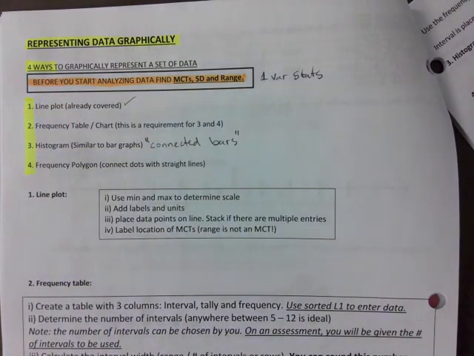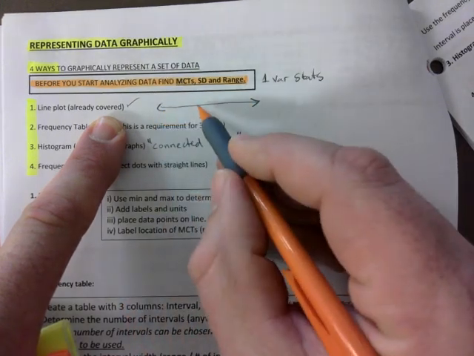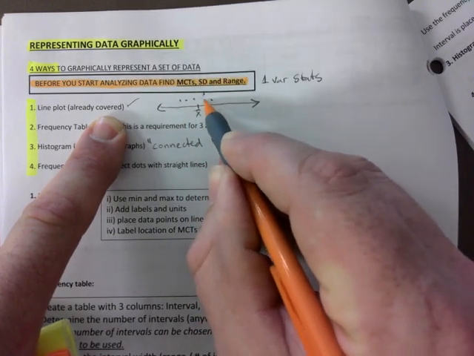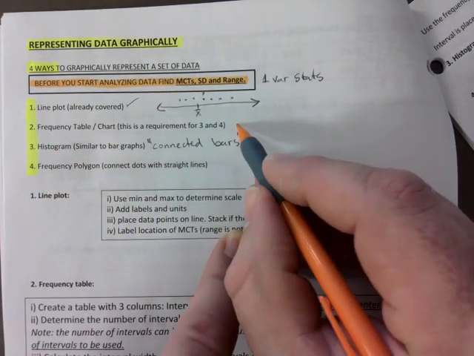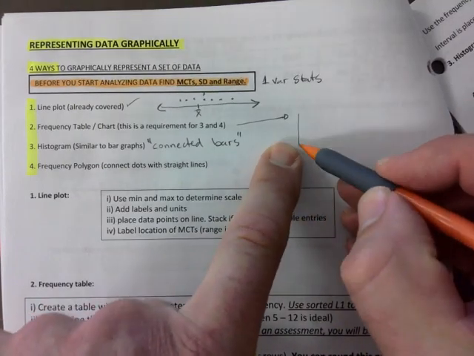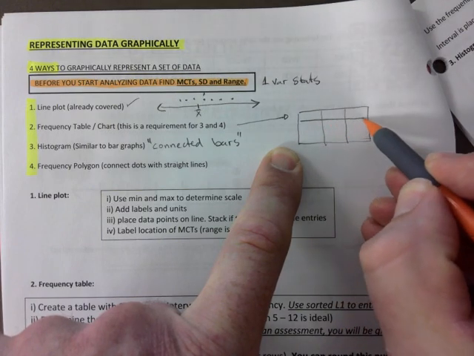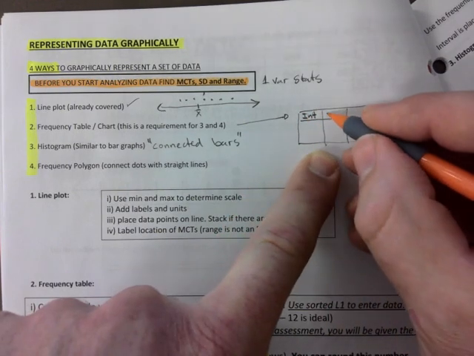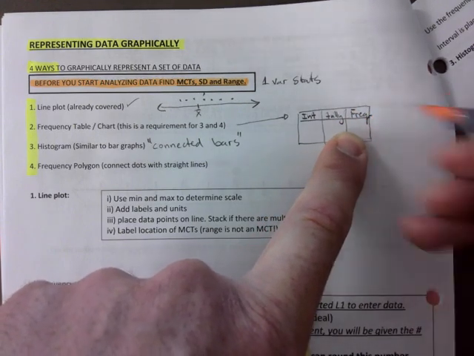Okay, and maybe right here, just if you review down the road, line plot, what does that look like? You have a line like this, and let's say your average is here, and then you go ahead and plot those points, organize it like that. Frequency table or frequency chart, I'm going to go off to the side a little bit. It will look like this. It is a table, as you can tell. Okay, and you have the intervals, you have the tally, and you have the frequency.